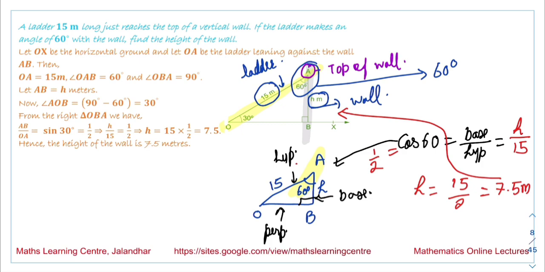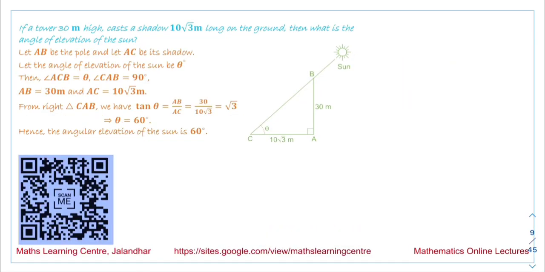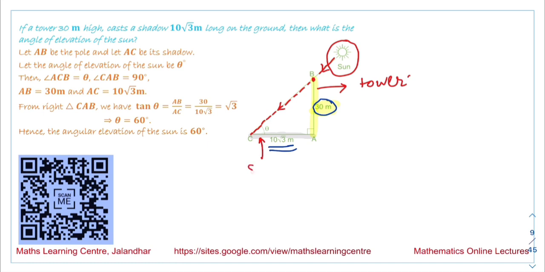Now the next question we have: if a tower 30 meter high, this is the tower given to us, and it is given that this tower is 30 meter high, and it casts a shadow 10 root 3 meter long. This is the shadow that this tower is casting. Shadow means the position of the sun. The sun is at this point, so the rays are coming in this direction. So this point over here, the shadow will be casted like this. So we are saying this is the tower and this is the shadow.